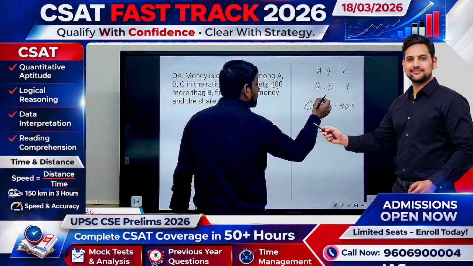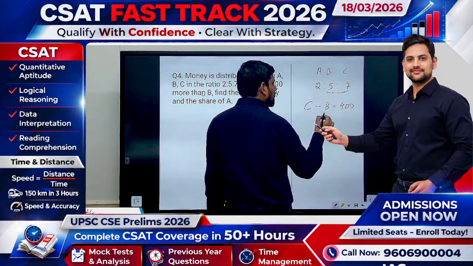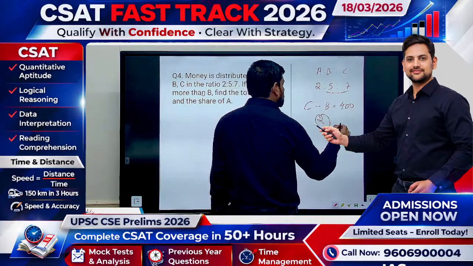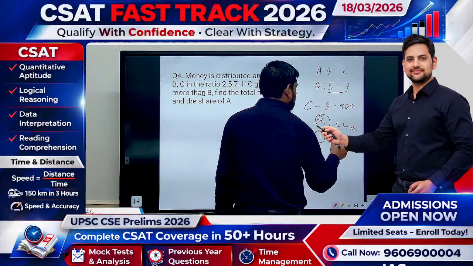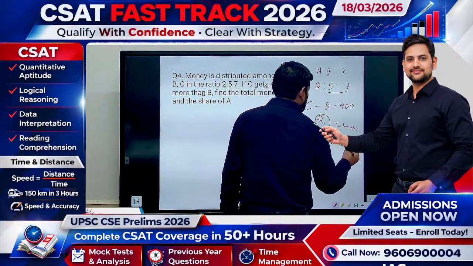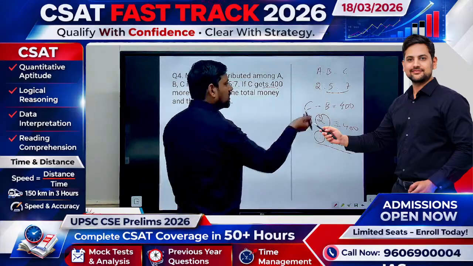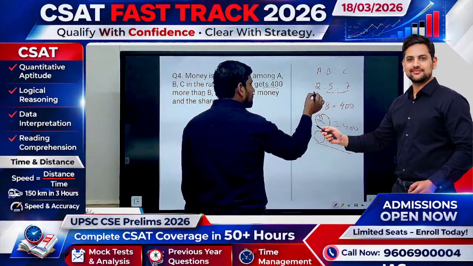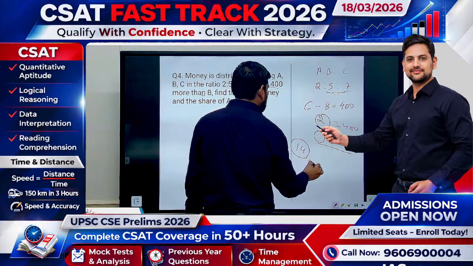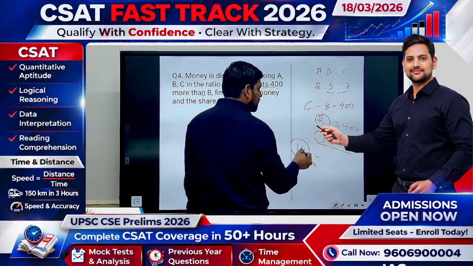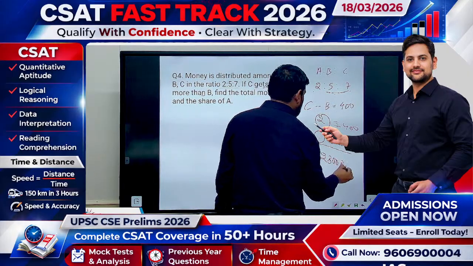Now, what is the difference between C and B in terms of ratio points? 7 minus 5, 2. So 2 is equivalent to 400. That means one ratio point is equivalent to 200. If one ratio point is equal to 200, it is asking you total money. Total money means the sum of all of them. So 2 plus 5, 7, 7 plus 7, 14. So 14 ratio points will be equal to what? 200 into 14, that is 2,800 rupees.